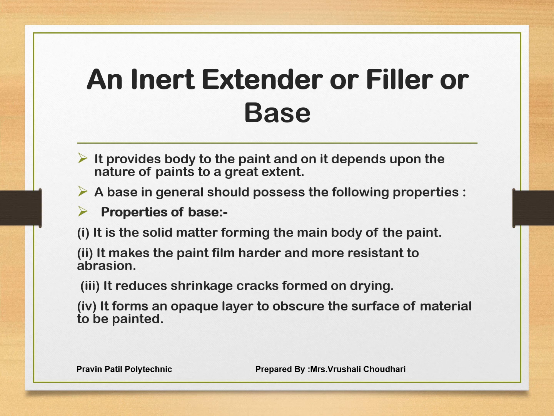It reduces shrinkage and cracks formed on drying. If we use only pigment, the pigment shrinks due to the drying oil, but due to the inert base substance, it is able to spread evenly without shrinkage. It forms an opaque layer on the surface to be painted. What is the meaning of opaque? A non-transparent layer through which light will not pass.